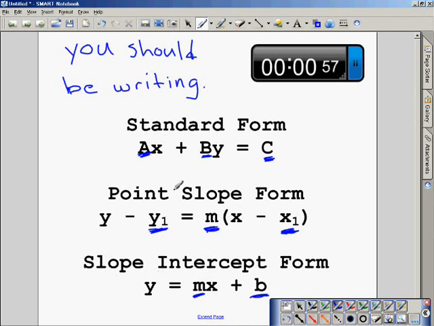Again, in each one of these forms, there's an x and a y. Let's highlight that. An x and a y. An x and the y. Everything that's highlighted is a variable x and y. And each one of these equations has an x and a y. They also have numbers, real numbers. If you're not done writing, please finish.